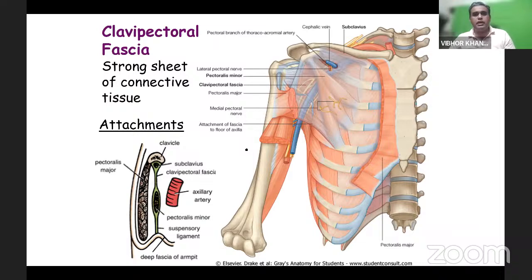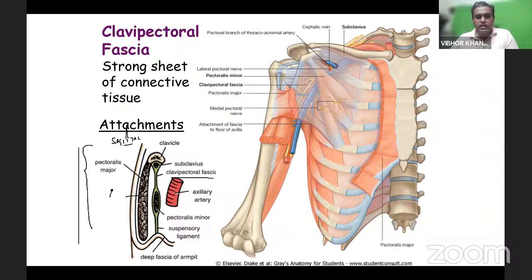Then comes the clavipectoral fascia. You should know the basic idea. This diagram is very important for talking about the clavipectoral fascia. This is actually a sagittal section over here. Again, a clavipectoral fascia diagram for each topic, right? Yeah, this is the clavipectoral fascia.